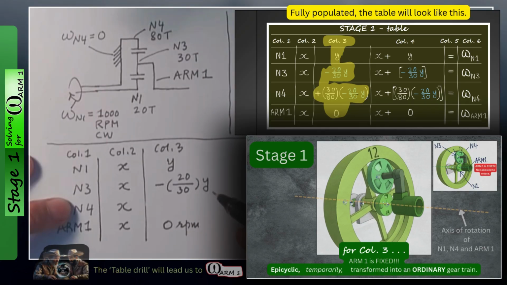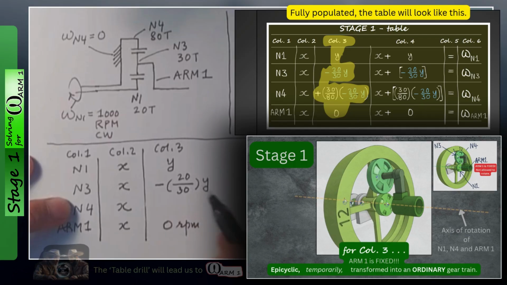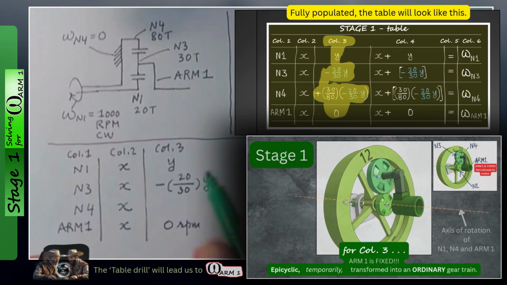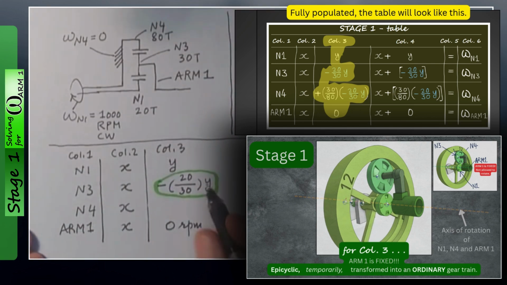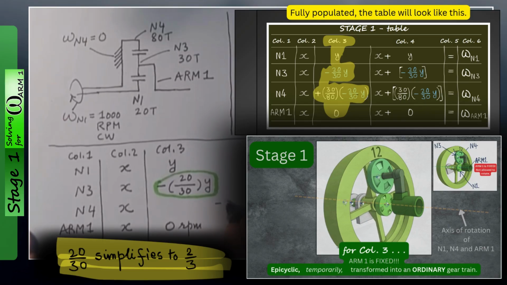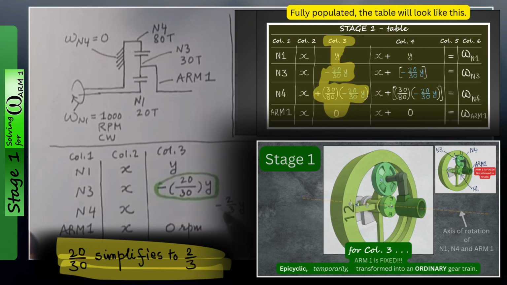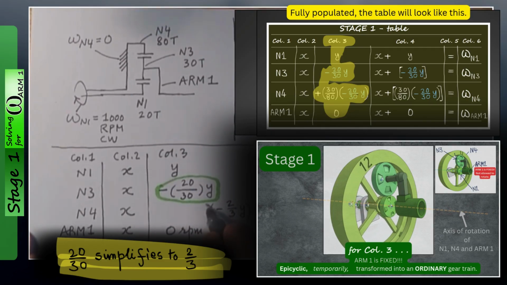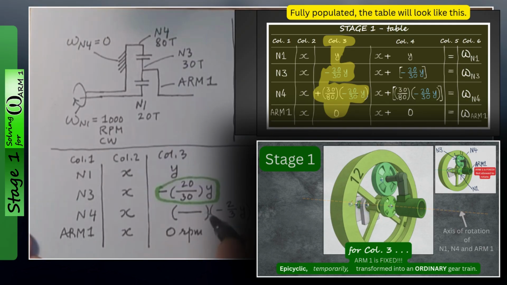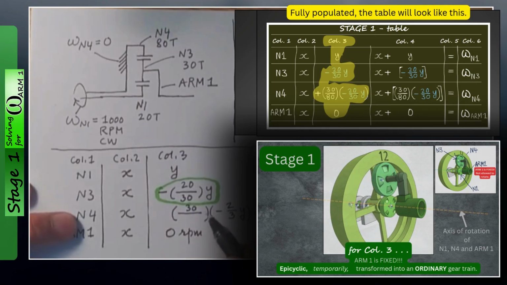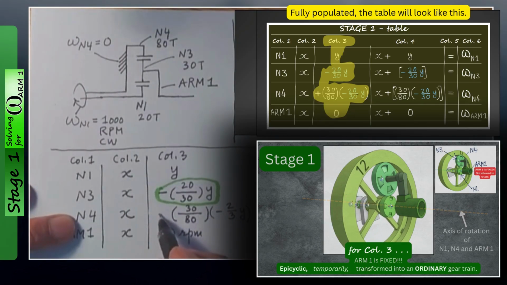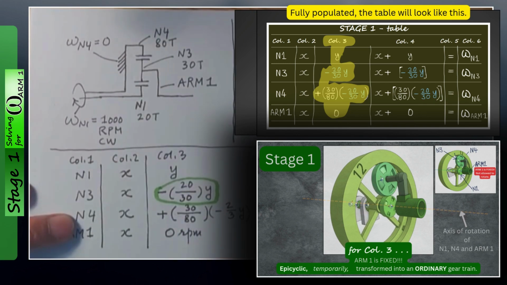Moving on to N4, we take the rotational speed of N3, which is this, minus 2 over 3y, and we multiply it with a fraction where the numerator is the number of teeth on N3, which is 30 teeth, and the denominator is the number of teeth on N4, which is 80 teeth. And we stick a plus sign next to it because N3 and N4 both rotate in the same direction. Okay, we are done with column 3.